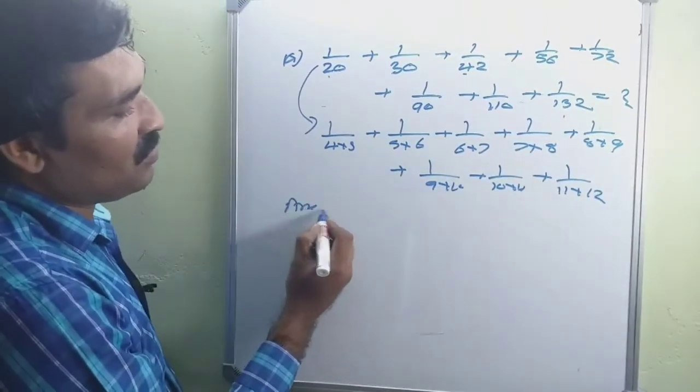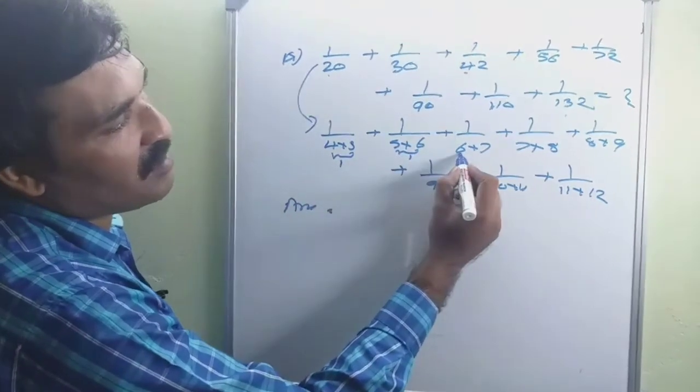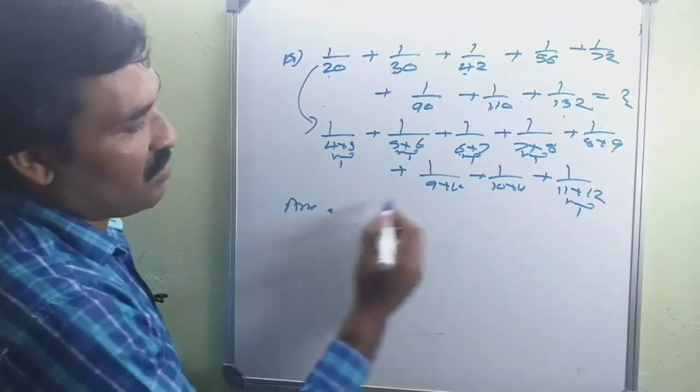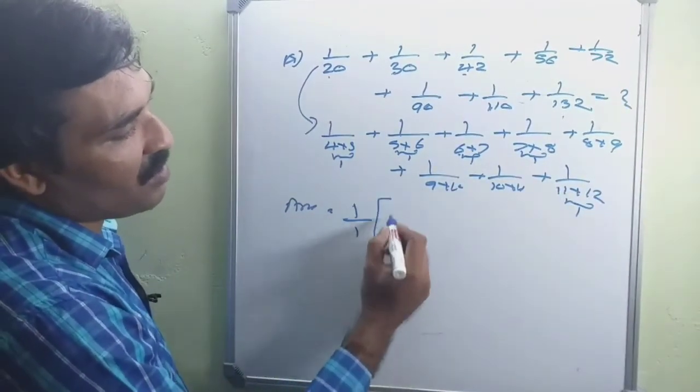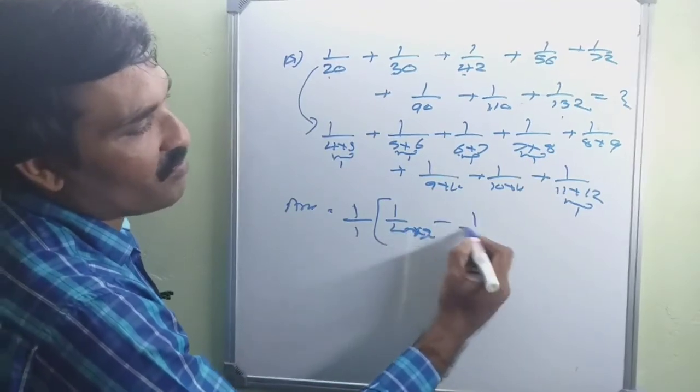So the answer is equal to 1. What is the difference here? The difference is 1. Here it is 1. The difference between 6 and 7 is 1, 7 and 8 is 1, and all differences are 1. So 1 by difference, that is 1 by large minus 1 by small.